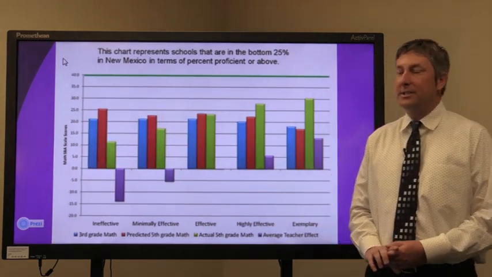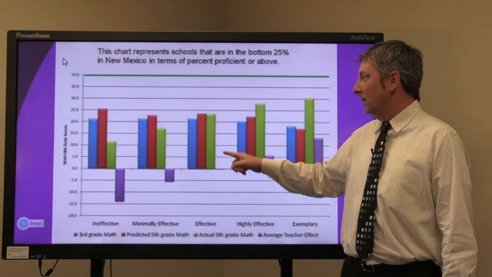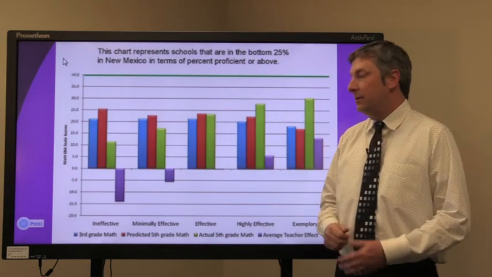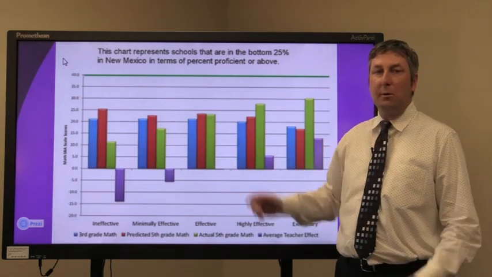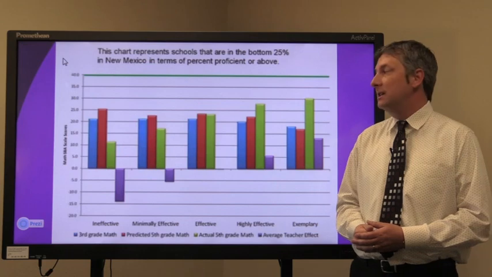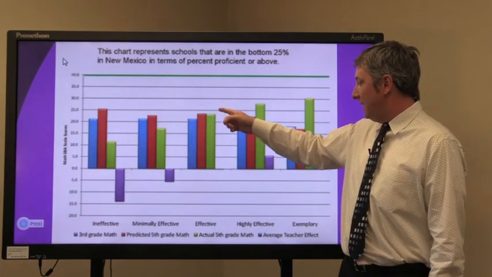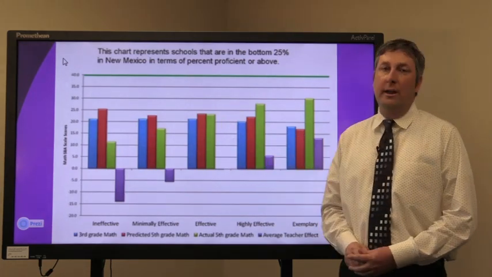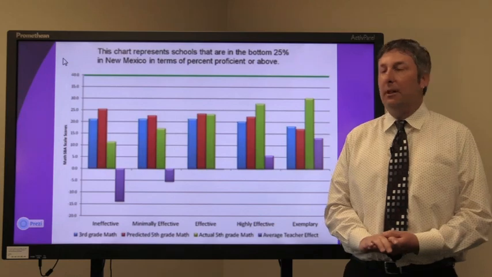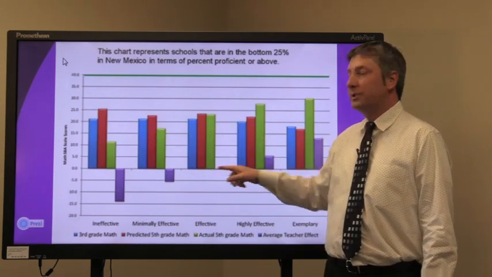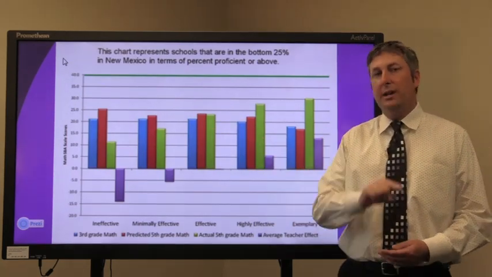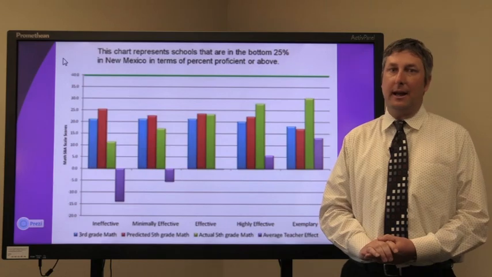It's important to understand that this middle category here, the blue bar, once again, 3rd grade math, the red bar, what we would expect the students to achieve based on where they come, and then the actual 5th grade score. A lot of teachers and a lot of classrooms fall within this range, where students come in and they get 1 year's worth of growth within that classroom.